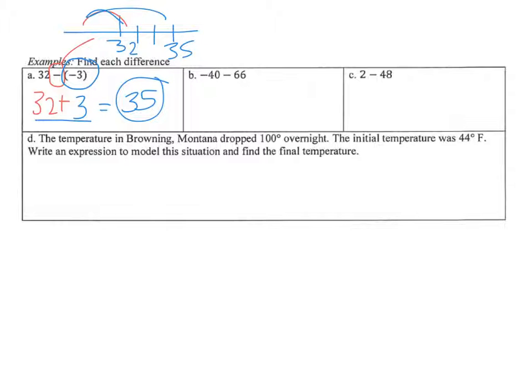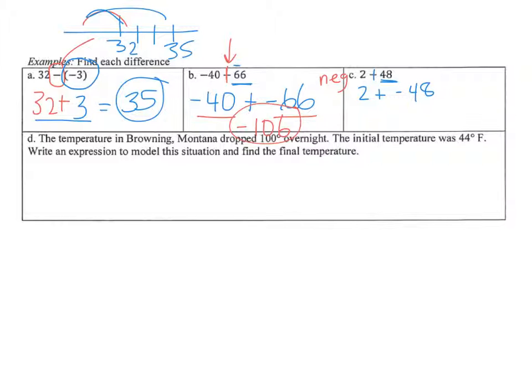Okay, problem B, you're at -40. You're going to change this problem to an addition, but then you're going to make positive 66 into -66. So you're turning -40 minus 66 into -40 plus a -66. When you add 2 negatives, you get a negative. So -40 plus -66 is -106. Letter C, 2 minus 48 is change it to 2 plus, but make 48 negative. So 2 plus a -48. There's more negatives than positives, so the answer is going to be negative. There's going to be 46 negatives. So the answer is -46.